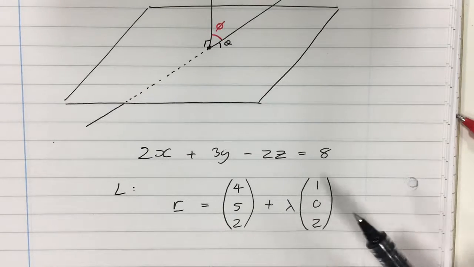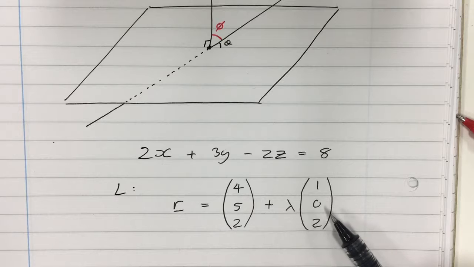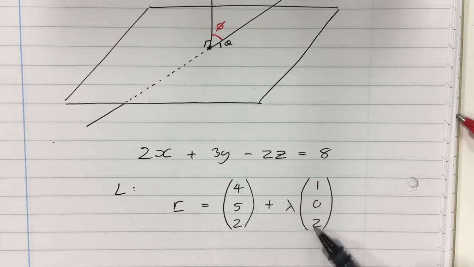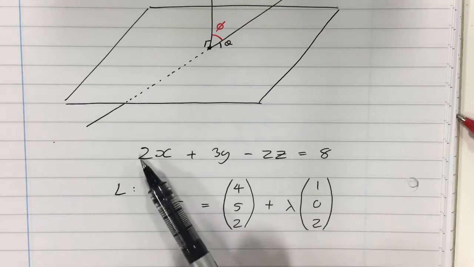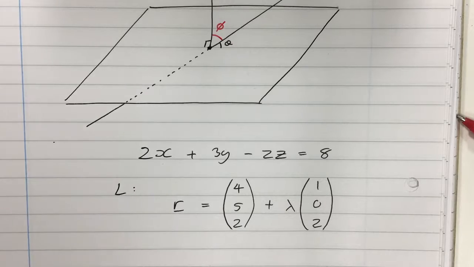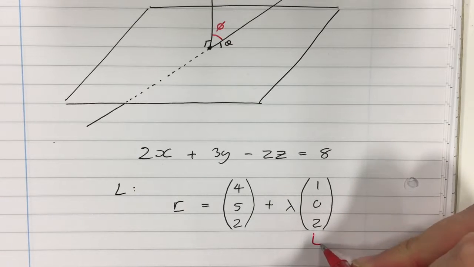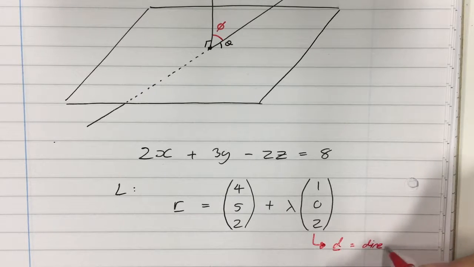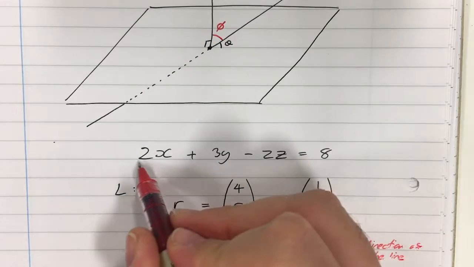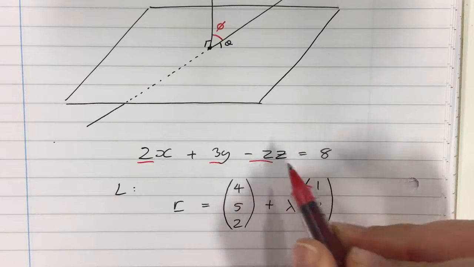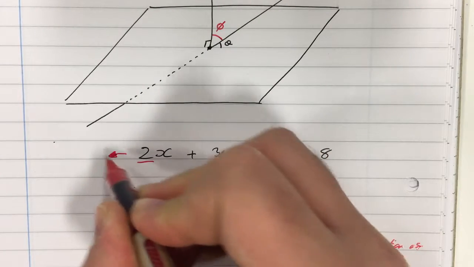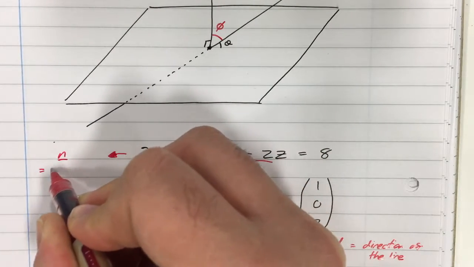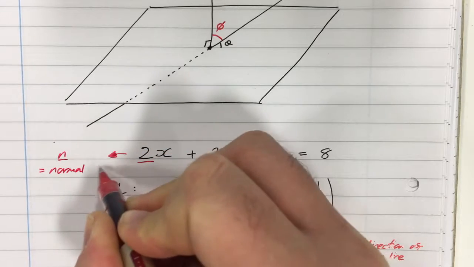What we're going to do is find the angle between the direction of the line, which is this vector here, and the normal to the plane, which is the coefficients of x, y, and z. I'm going to refer to this vector as d, which is the direction of the line. And I'm going to take the coefficients of x, y, and z in the equation of the plane and refer to that as n, which is the normal to the plane.